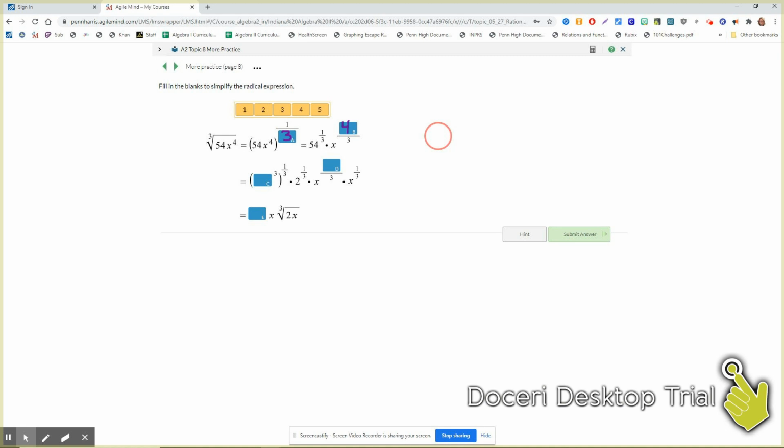What they did was break apart that 54, guys, into 9 and 6, then 3 and 2 and 3 and 3. That's the same as saying 3 to the 3rd, to the 1/3 power, which is just 3 to the 1 power, which is just 3. My leftover is 2 to the 1/3. My x's, I have a total of 4 of them. That means 1 whole set and a 1/3 left over. If I simplify that down, that gives me 3x times the cube root of 2x.